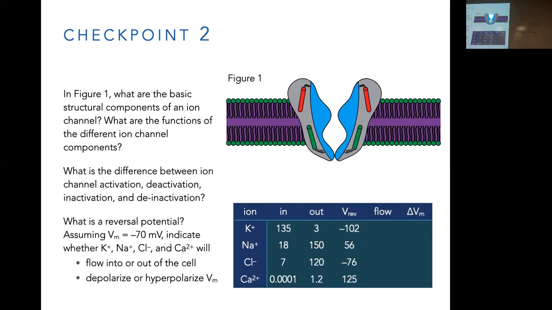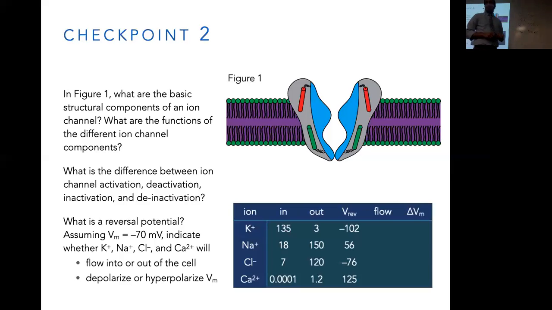I want to know which way is it going to move, into the cell or out? Why do you think that? Nice. Okay, and we're at -70. What membrane potential does potassium want us to be at? Yeah, excellent. So it's going to leave. And when it leaves, what happens to the membrane potential? Exactly. Yes, we're going to hyperpolarize and we're going to approach potassium's reversal.